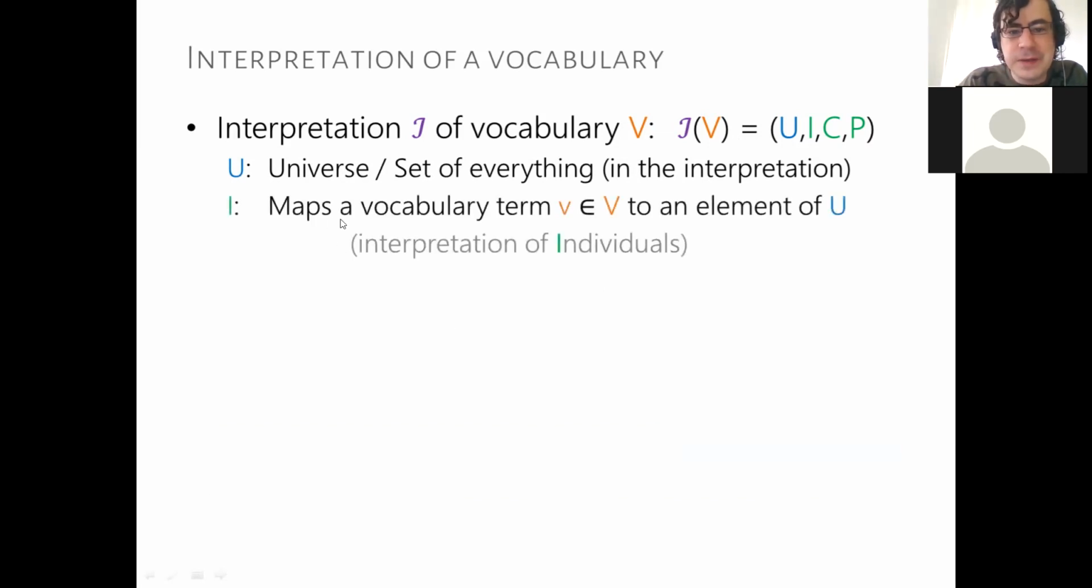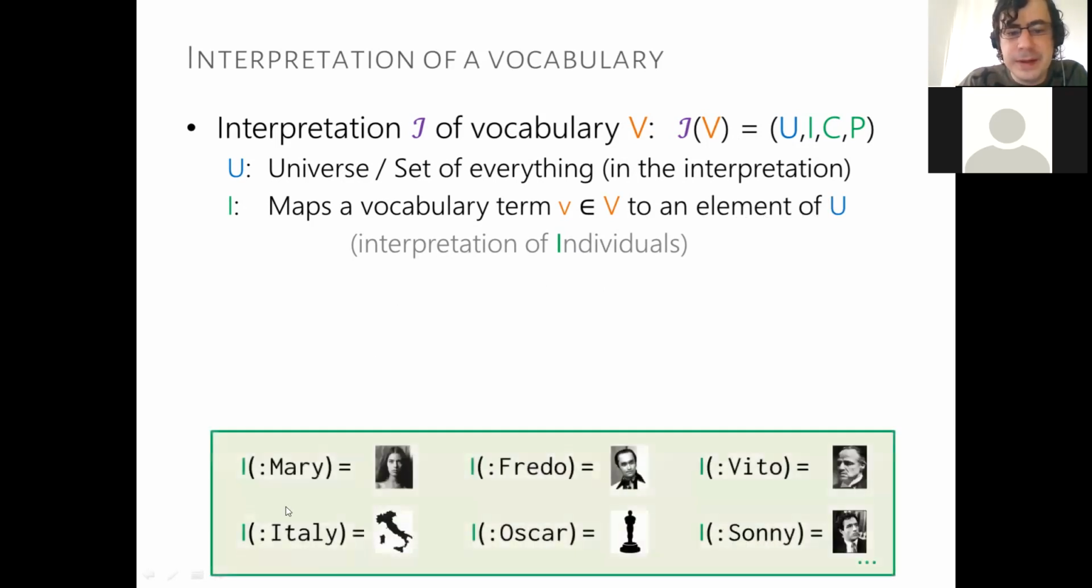Next, we have I, which maps a vocabulary term v in V to an element of U. So this is an interpretation of individuals. This is basically a mapping from Mary to the person Mary, and Fredo to the person Fredo, and so forth. However, we don't actually really care all that much. This could be any element of a set. We don't really care about the people and the awards and the country so much. These are just going to be elements of an abstract set, right? So we say that Mary maps to something in our universe using I.